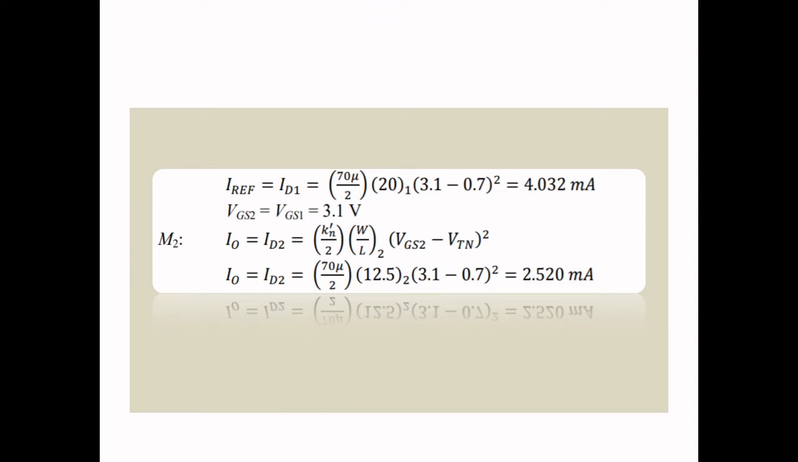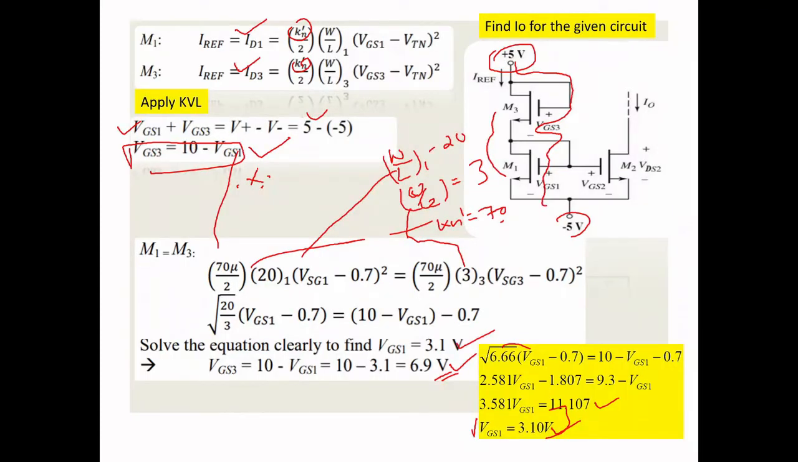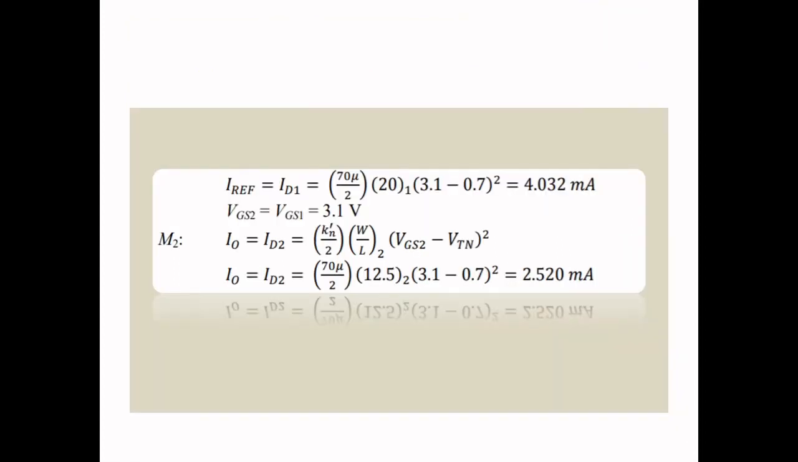So finally, we want to find for M2. In the previous part we found ID1 and VGS2, these two values, right? So IREF we have found to be like this, 4.032, by the given values. We have found VGS as 3.1. I have substituted and got this value.